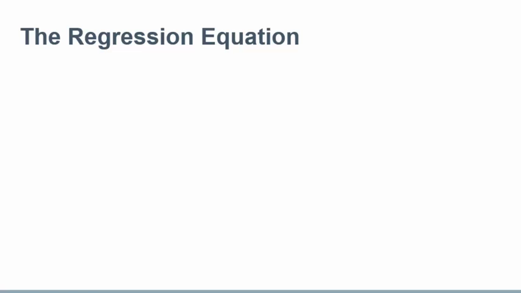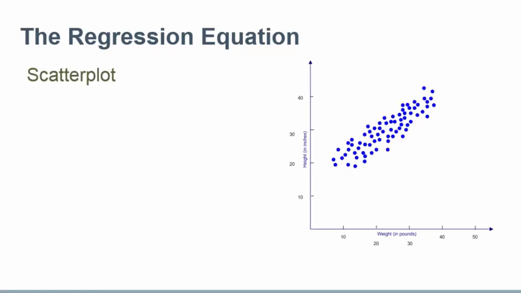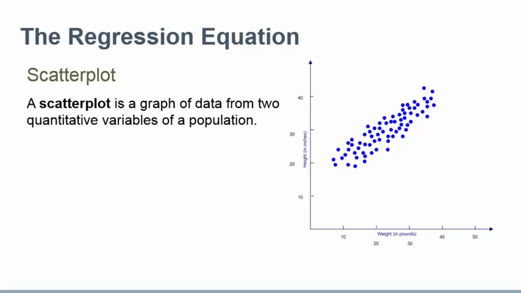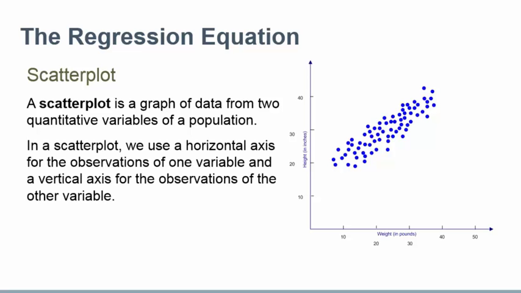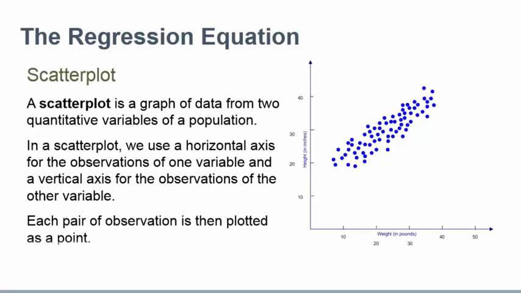The regression equation. Scatterplot. A scatterplot is a graph of data from two quantitative variables of a population. In a scatterplot, we use a horizontal axis for the observations of one variable and a vertical axis for the observations of the other variable. Each pair of observations is then plotted as a point.